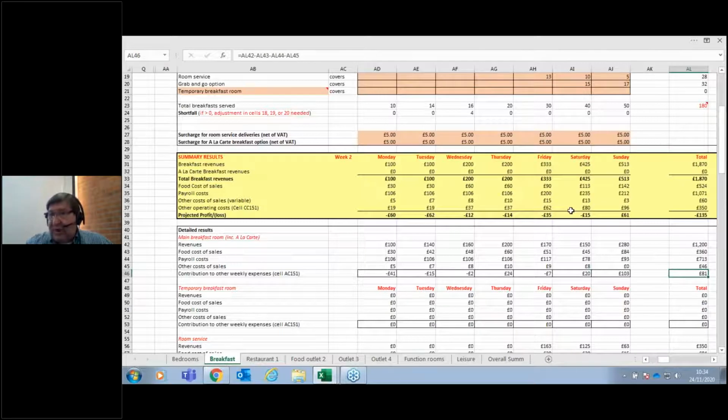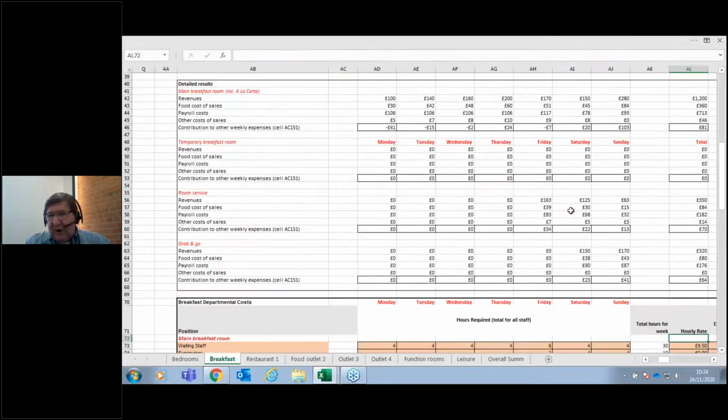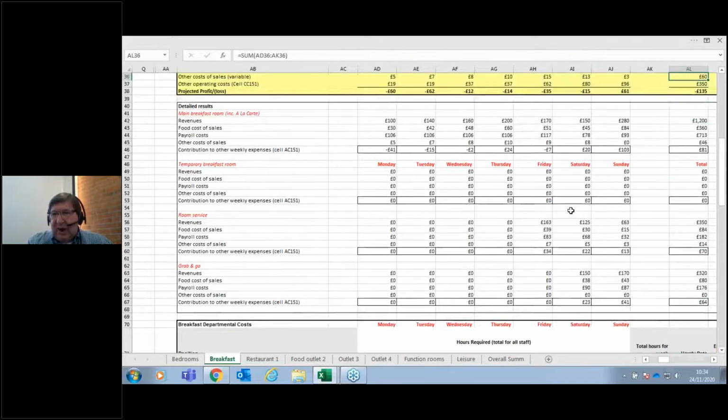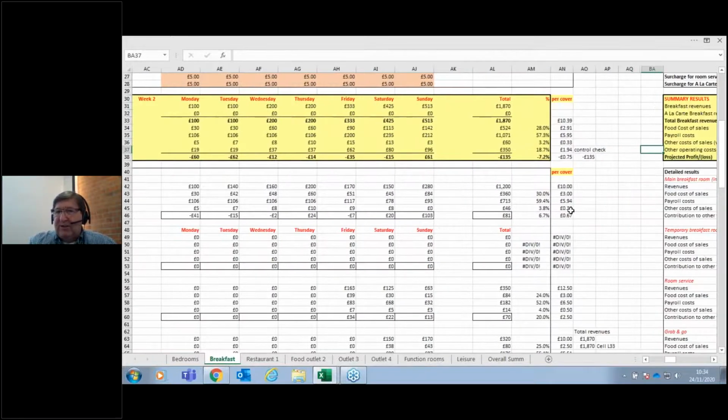We made money in the restaurant this time around, £81 contribution to our fixed costs. Our room service in this example, we made £70, and in grab and go we made £64. So they're all contributing to this £350 of fixed cost. But of course, it wasn't enough to cover the full 350, but at least they're making a contribution towards it. So we're moving in the right direction.